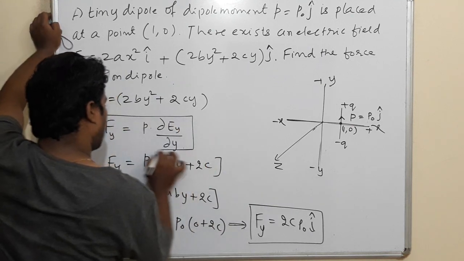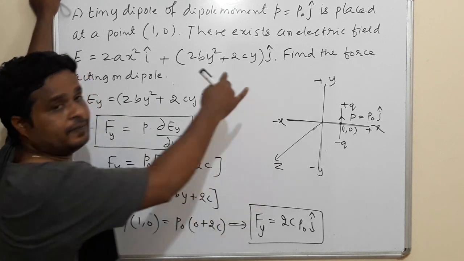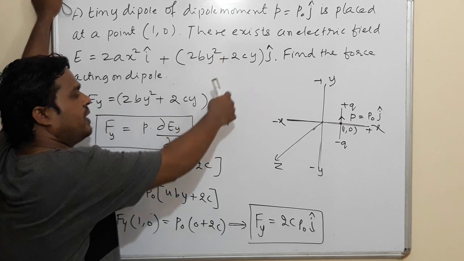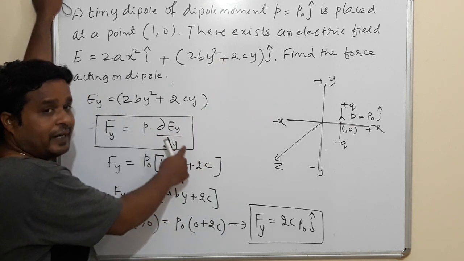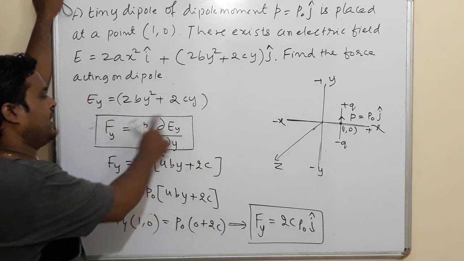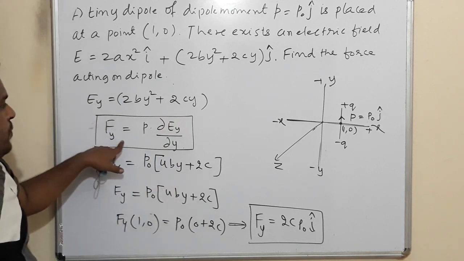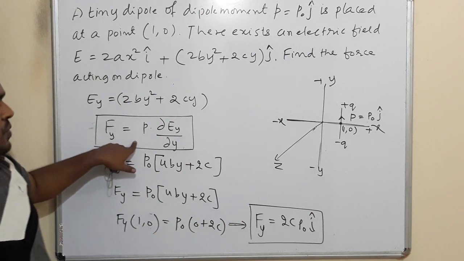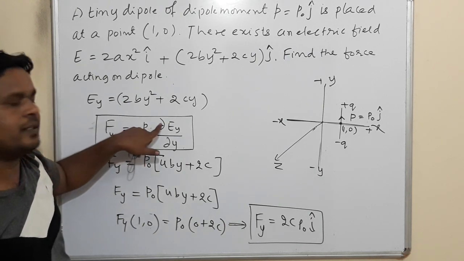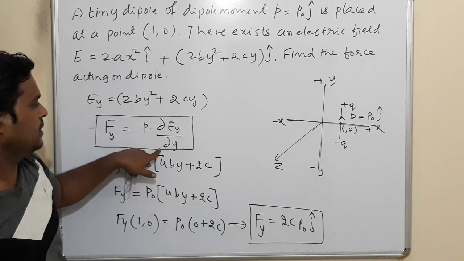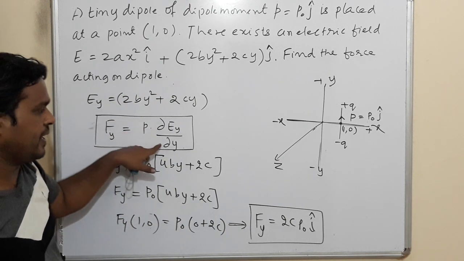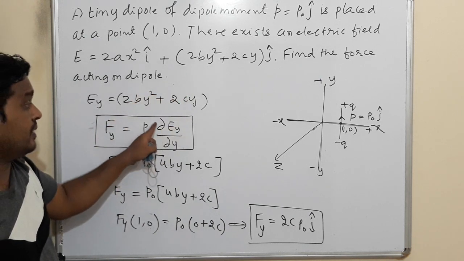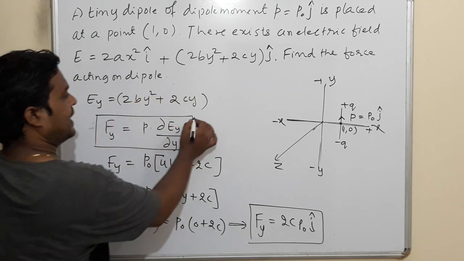See, this kind of formula is used when the field is varying. Field depends on y values. If the field depends on z values, then we will write dE by dz. For non-uniform fields, we can use this formula to find the force: dipole moment into dE by dy. If it is varying along x-axis, dE by dx. If the field is varying along z-axis, dE by dz. This is very important.